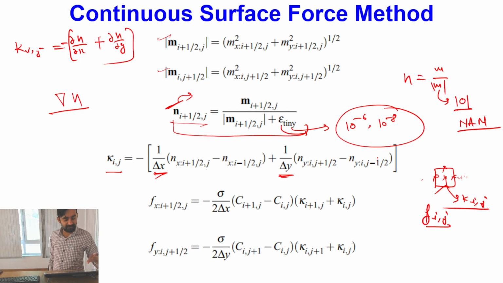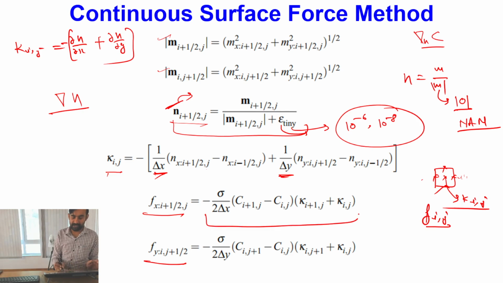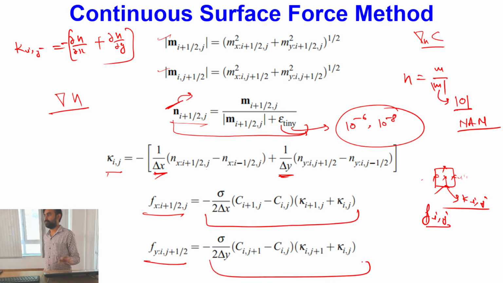Once you have the value of k, the gradient of c you already know, you can merge all these equations and calculate the value of force at different boundary faces of the cell. Are all clear with this point? So Kij I know, and the gradient of c I already know. I will merge these equations and finally get the surface tension equations for the cells under consideration. Is this point clear?